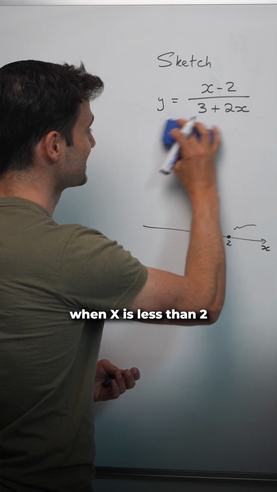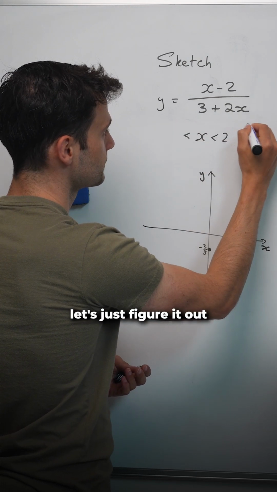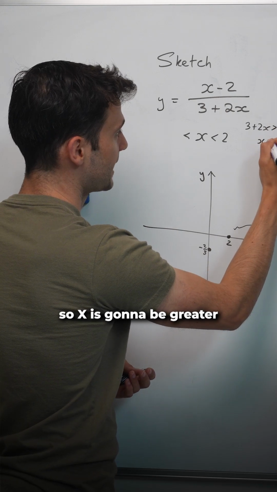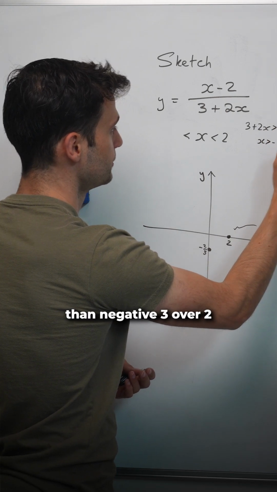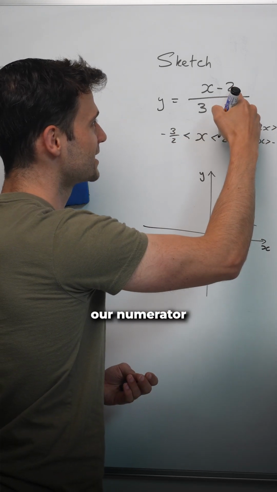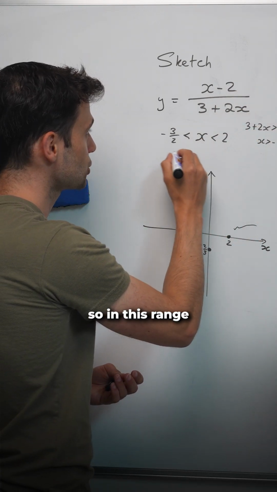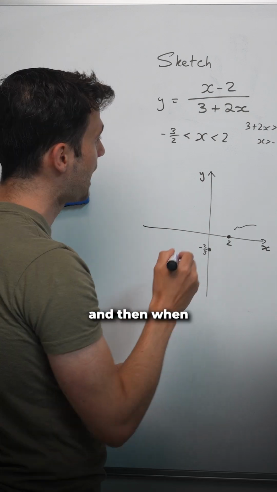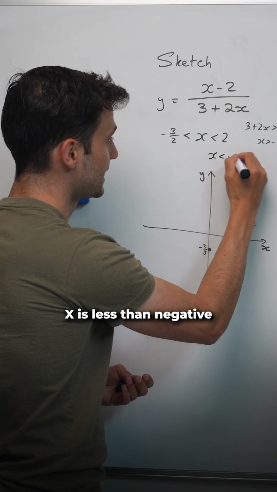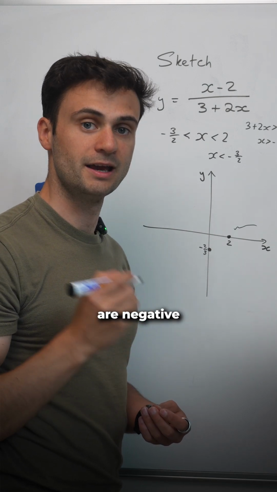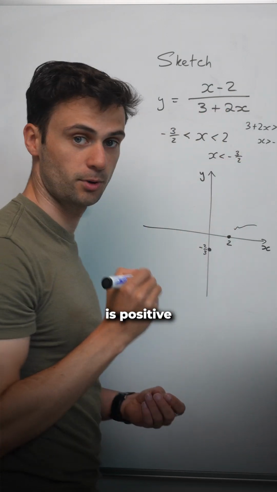When x is less than 2, let's just figure it out. 3 plus 2x has to be greater than 0. So x is going to be greater than negative 3 over 2. So in this range, our numerator will be negative and our denominator will be positive. So in this range, our fraction is negative. And then when x is less than negative 3 over 2, well then both the numerator and the denominator are negative and the overall fraction is positive.